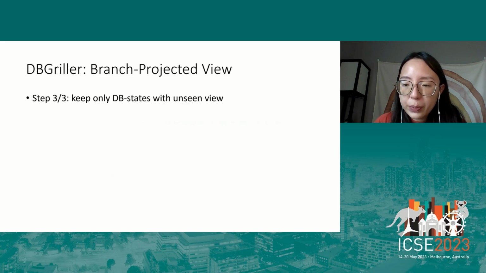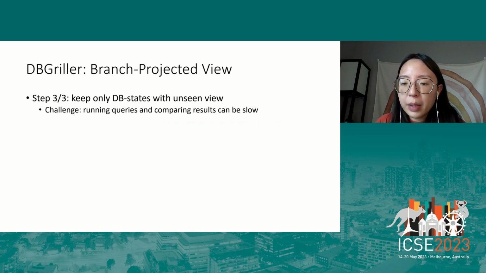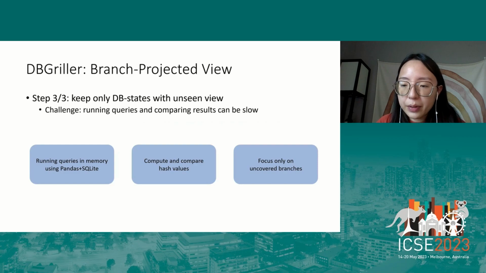Then we use this branch projected view to filter candidate DB states and only keep the states that have a different view. Because running the queries and comparing the results can be very slow, we include a few optimizations to accelerate this, like running the queries purely in memory with SQLite, computing the hash value for each view instead of comparing the full query result, and focusing only on uncovered branches instead of all branches.